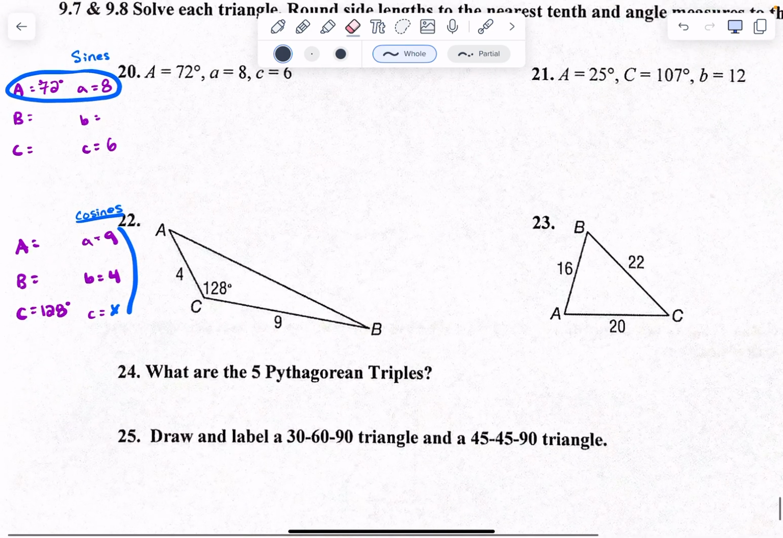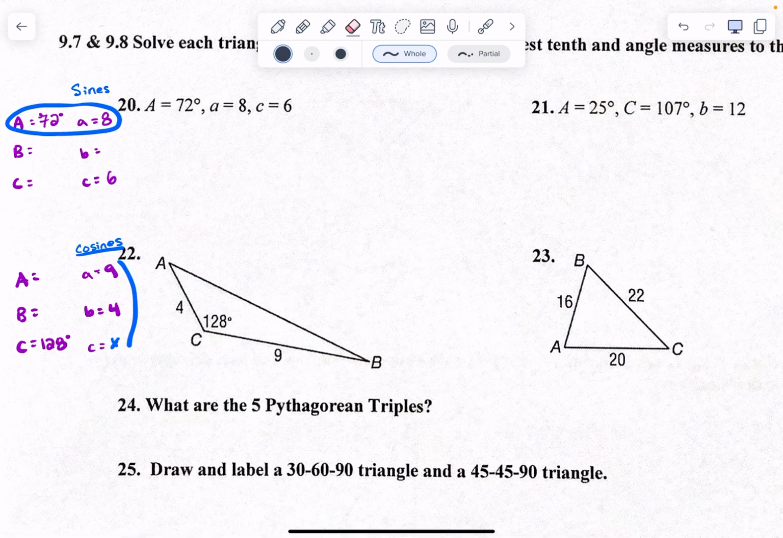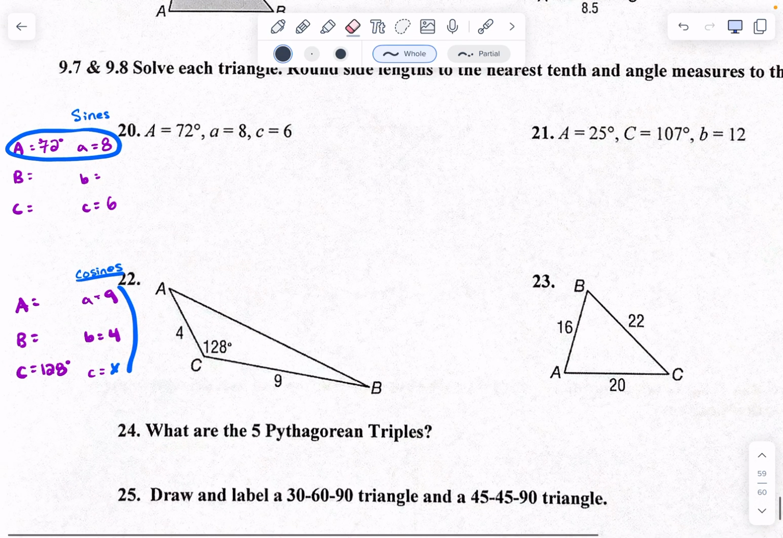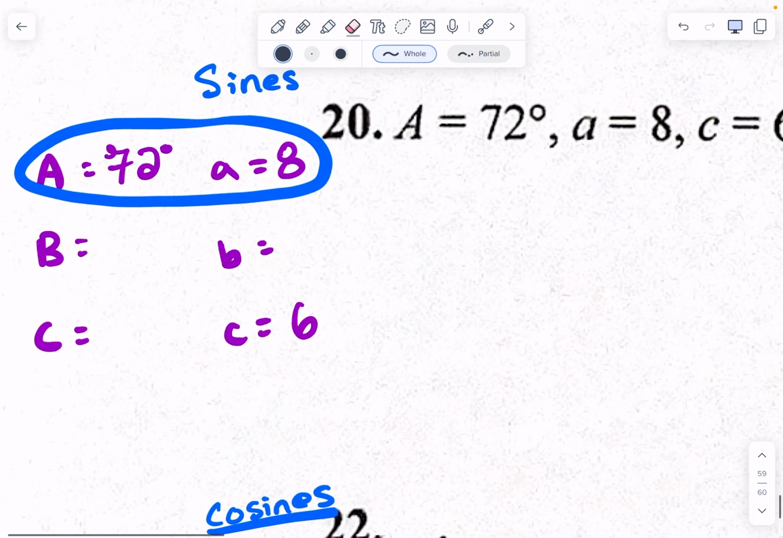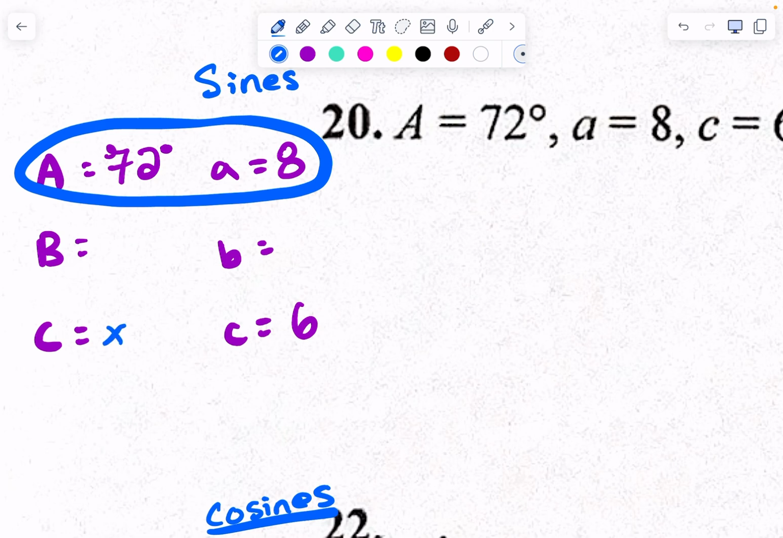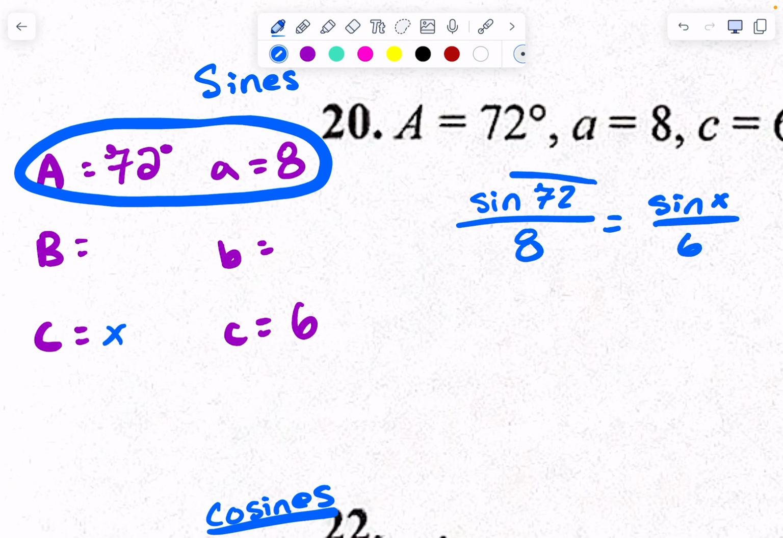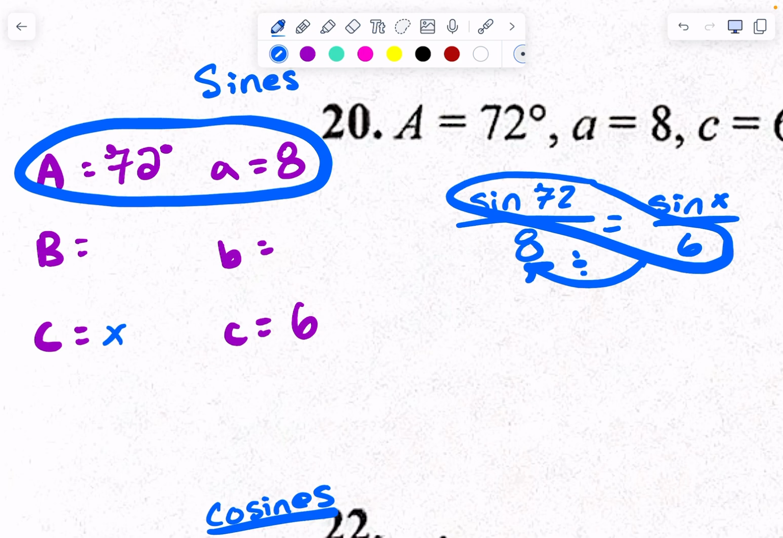Okay, would you like to do 20 or 21 together? 20? Okay, all right. So I have one set. Which one are you going to solve for first, by the way? C, big C, right? We have to do it in that order. So I have sine of 72 over 8 equals sine of x, or c, or whatever you want to call it, over 6. All right, we're going to cross multiply, divide by 8, and then we have to inverse sine.